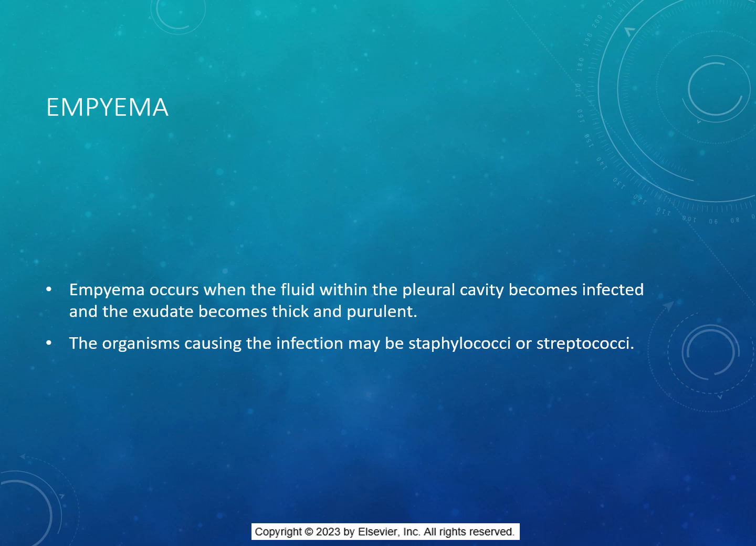Empyema occurs when the fluid within the pleural cavity becomes infected and the exudate is thick and purulent. Most empyemas are secondary to pneumonia, but 20% are secondary to complications of thoracic surgery, chest tube insertion, or thoracentesis. Treatment would include drainage of the fluid by one or more chest tubes attached to a closed drainage system, as well as antibiotics.